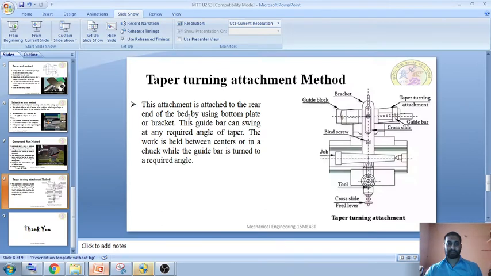So now you clearly understood how taper turning is achieved by using a taper turning attachment.